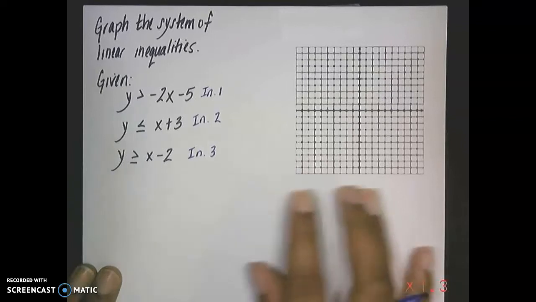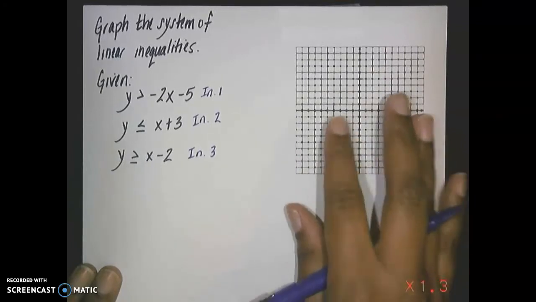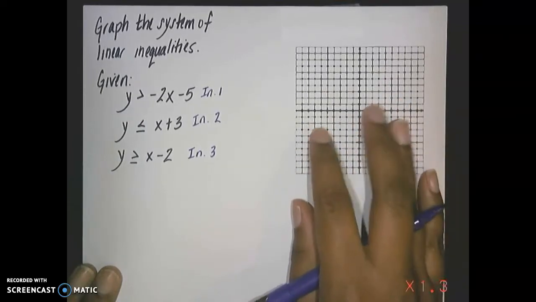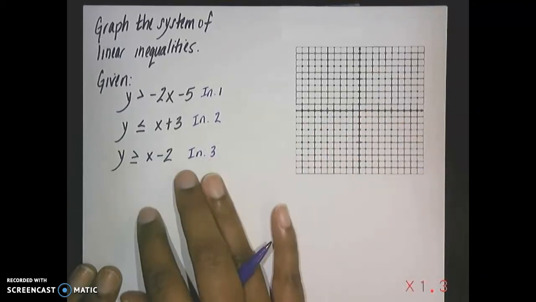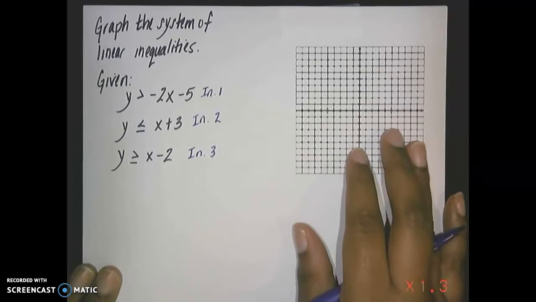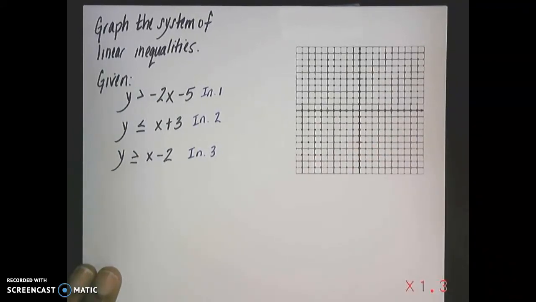Let me just let you know in advance, we're going to put all three inequalities on this one graph, and we're also going to shade everything on this one graph. So give me just a moment. I want to set up how we would approach graphing inequality number one. Okay, so give me just a second.